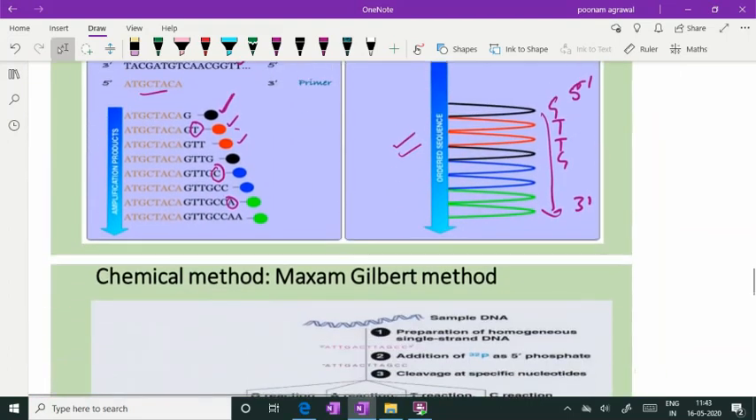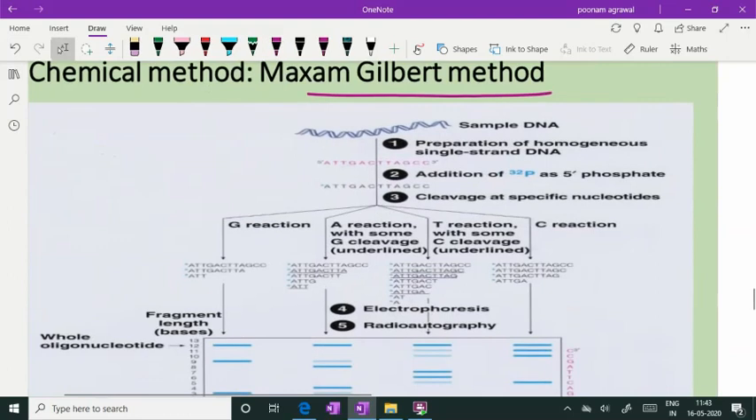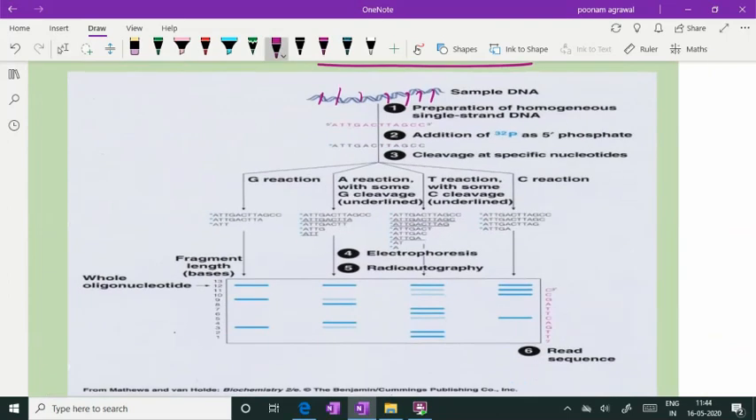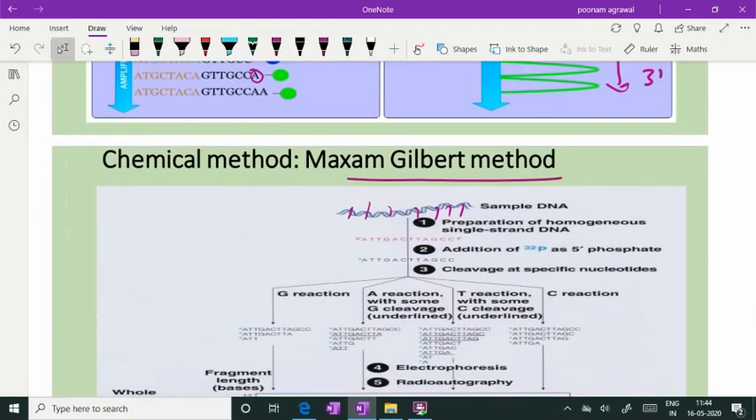Another method of DNA sequencing, I will just introduce you with the name, and that is the Maxam-Gilbert method of DNA sequencing. That is a chemical method where the DNA is fragmented into various sizes, differing in one nucleotide, and then they are electrophoresed and analyzed for the sequence. So that is Maxam-Gilbert, where the enzyme DNA polymerase is not used, rather the targeted DNA is fragmented into pieces and they are run on electrophoresis and analyzed for the sequence.